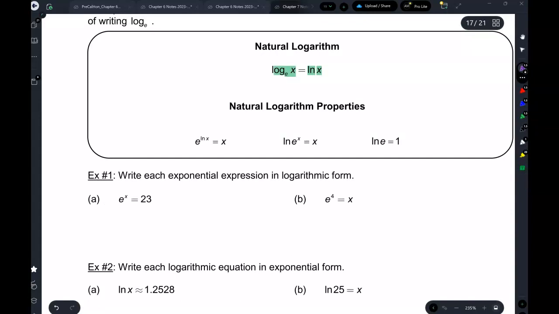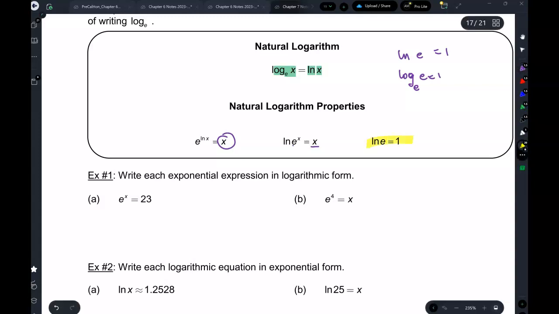So here are some properties. When you have e to the power of ln of x, that's just x. The e and the ln just go away. When you have ln of e to the power of x, that's just x. When you have ln of e, that's just 1. Why? Ln of e is the same as log base e of e, right? And what's log base e of e? What should be the exponent of e so you get an e? 1. That's why ln of e is just 1, okay?